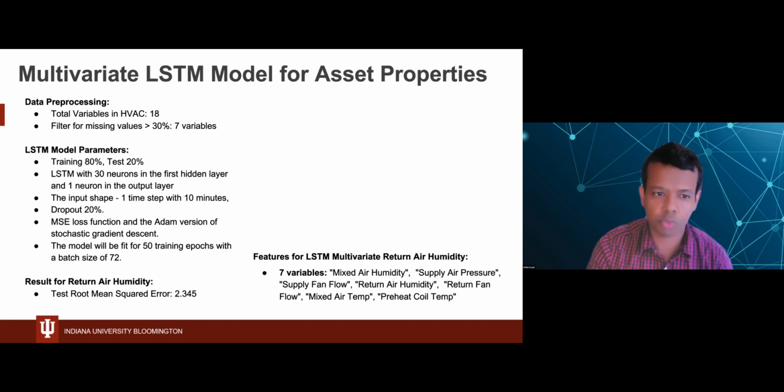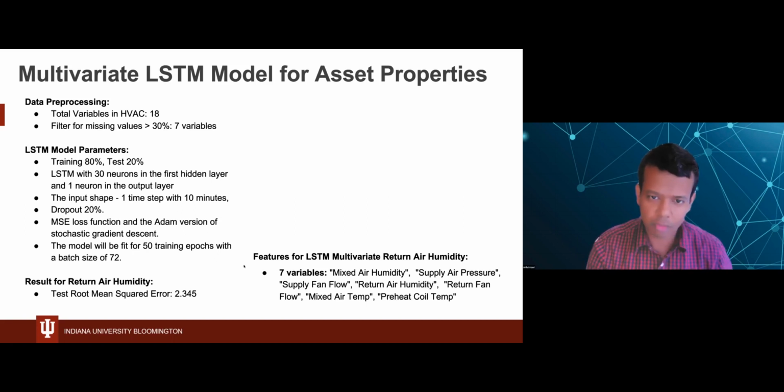Sorry, my bad. So we're considering variables where we have less than 30% missing data so that we have a reasonable amount of data. And we have only 7 variables in this particular unit, but still more than one. These are the 7 variables for this particular HVAC unit: mixed air humidity, supply air pressure, supply fan flow, return air humidity, return fan flow, mixed air temperature, and preheat coil temperature. Those are the 7 variables that we picked because we have adequate data for them. In the future, we'll consider all of them if we have enough data.